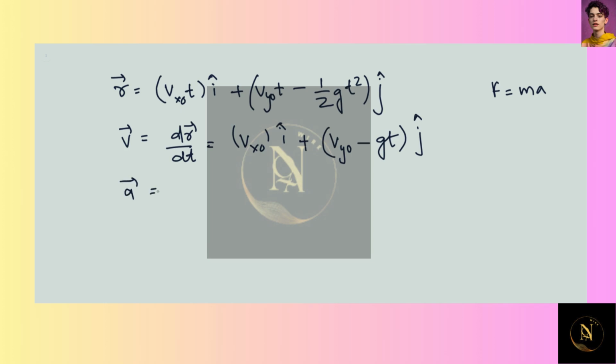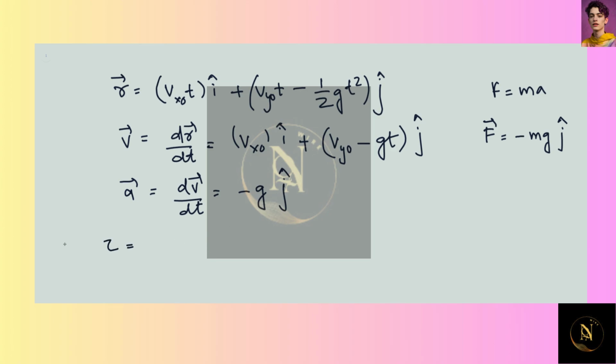Now for acceleration, we differentiate velocity with respect to time. Since this is a constant, this will go away, and from this expression we will just be left with negative g j cap. And this makes sense because there is no acceleration in the horizontal direction, and in the vertical direction there is just gravity, which points downward, that is opposite to the positive y or positive j direction. Now from here we can write the force vector to be equal to negative mg j cap.